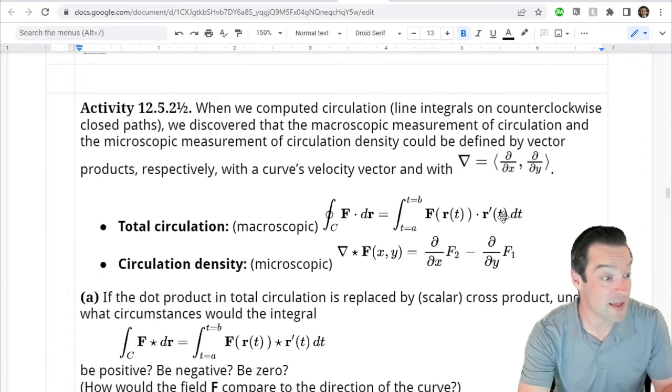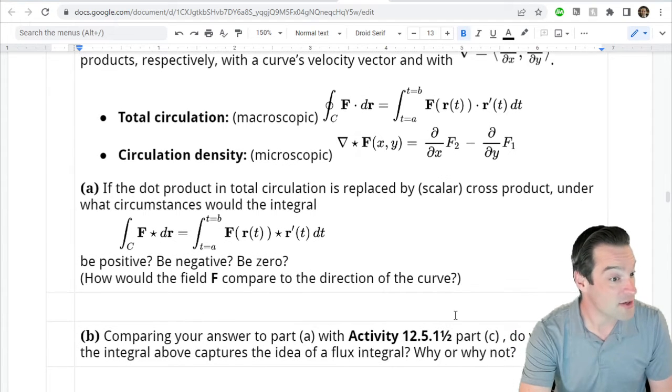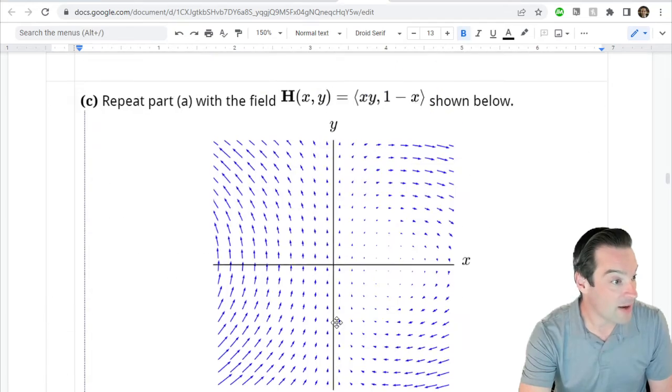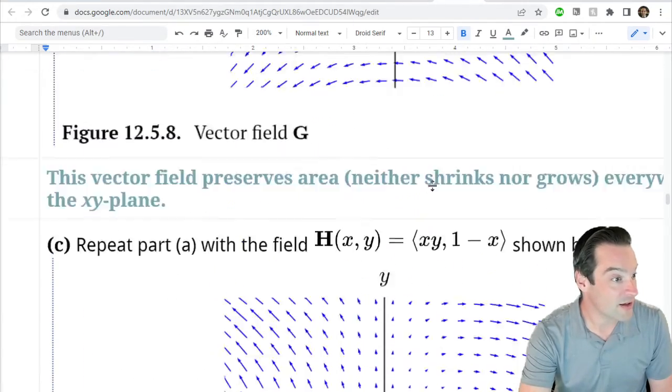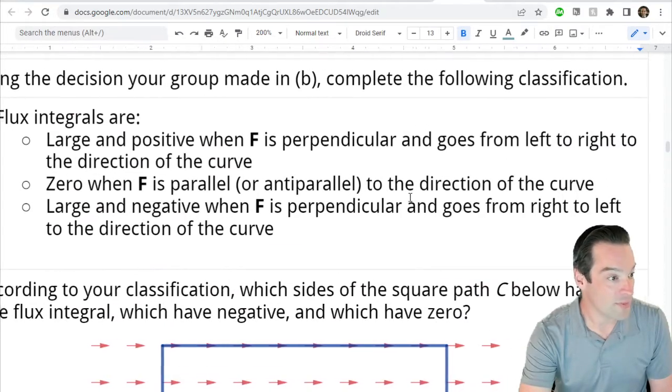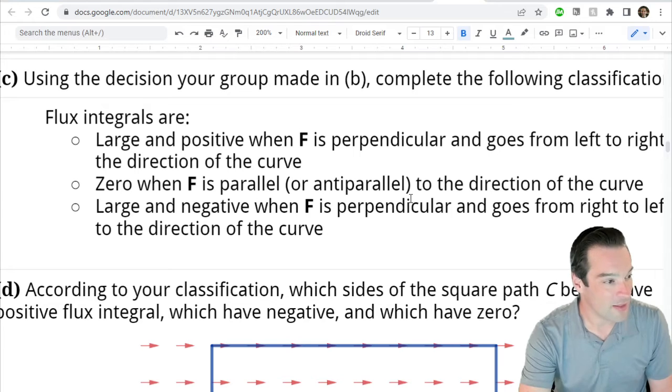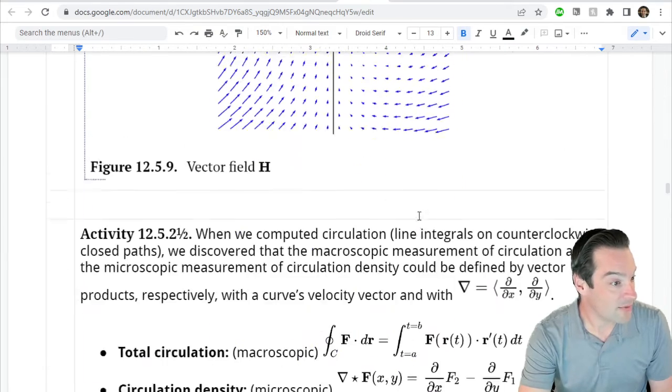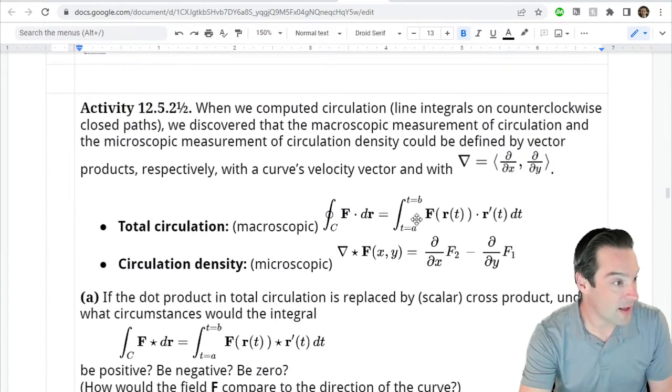If the dot product is replaced by the scalar cross product, then the first question I have for your teams is: under what circumstances will this integral be positive? Under what circumstances will it be negative? Under what circumstances will it be zero? And in part B, how does that compare with the classification of flux integrals that you wrote down a minute ago? Namely, that flux integrals are large and positive when F is perpendicular to the curve, large and negative when it's perpendicular from right to left, and zero when F is parallel. Let's get you started on just parts A and B of this, what I call activity 12.5.2.5.